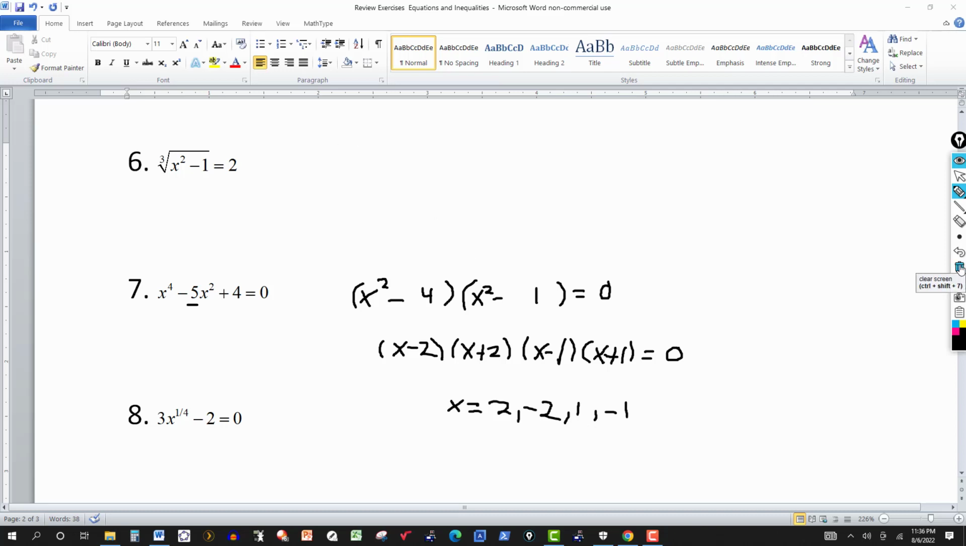Let's clear this. This is your solution here. And that's what we expect. A fourth degree polynomial, degree 4 there. We expect at most 4 solutions. Some could be repeated, but in this case they're all distinct.